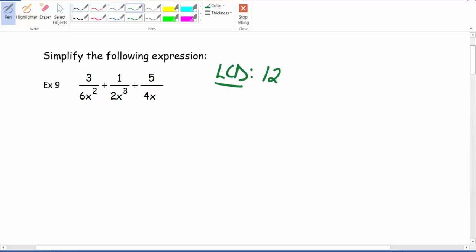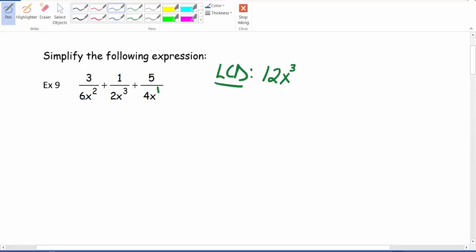When we're looking at the variable x, the smallest thing that each of these all go into is actually x cubed. x squared goes into x cubed, x cubed goes into x cubed, and x also goes into x cubed. Now let's say for a moment that you had a hard time finding this least common denominator. Another method that you can take is actually breaking these down to their most fundamental elements.